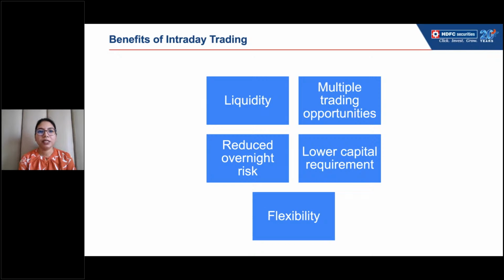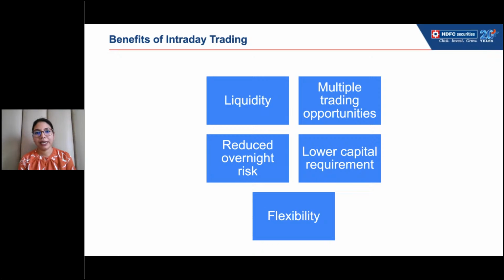But right now we will just go through the benefits of intraday trading, or what you should expect when you are an intraday trader. So the first thing is liquidity. Whenever you are an intraday trader, mostly people will choose highly liquid index options or highly liquid stock options to trade intraday.